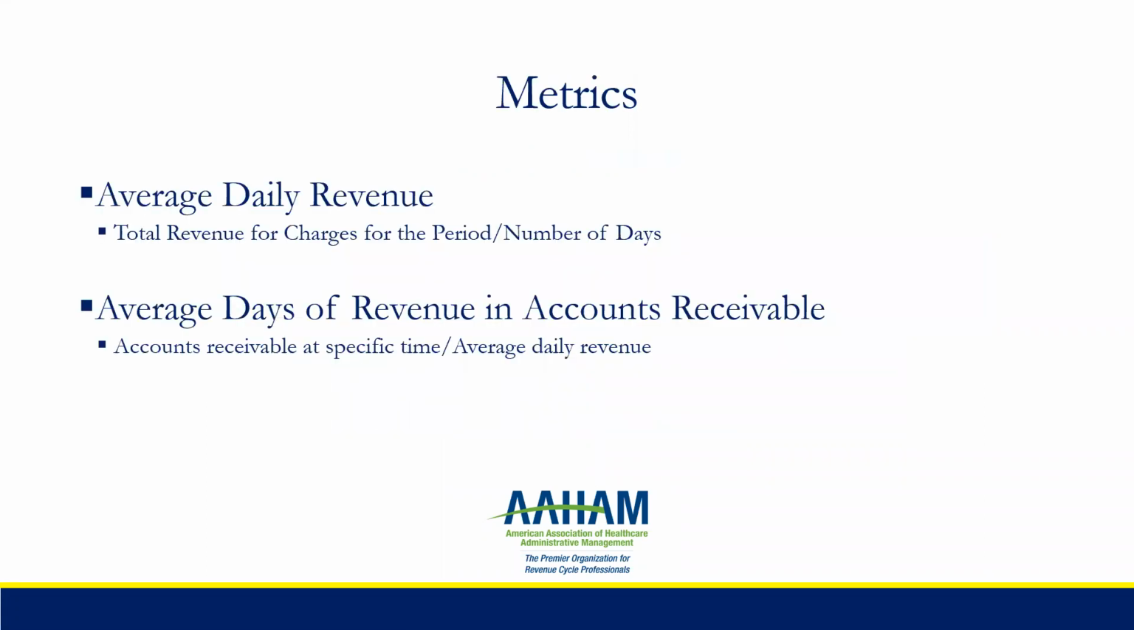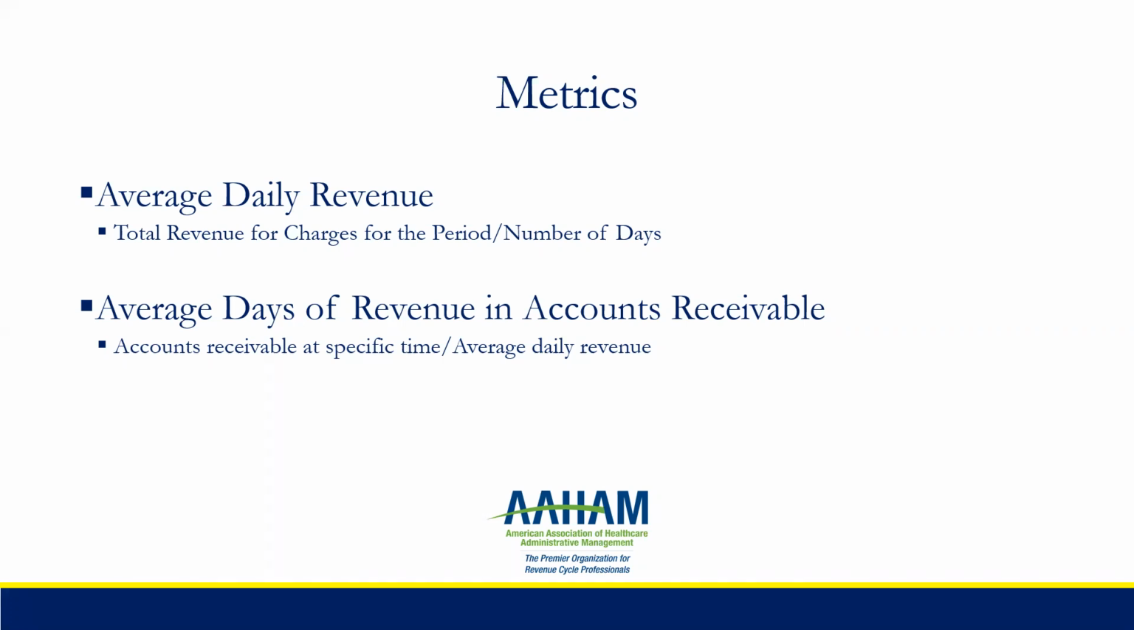All right, and for the credit and collection section, there are a couple metrics that we are going to want to take a look at. The first one is going to be our average daily revenue. And that is the total revenue for charges generated over a period of time. So as you can see on the screen here, it actually gives you what that calculation is. So your total revenue for the number of days in the period divided by the number of days.